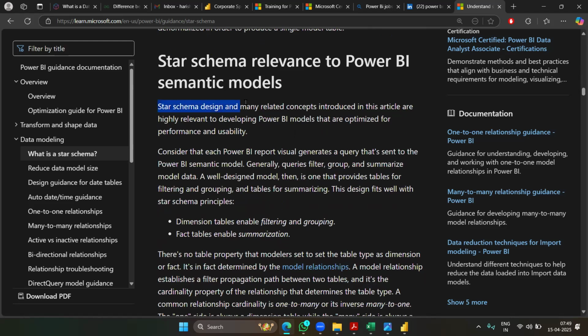Star schema design and many related concepts introduced in this article are highly relevant to developing Power BI models that are optimized for performance and usability.